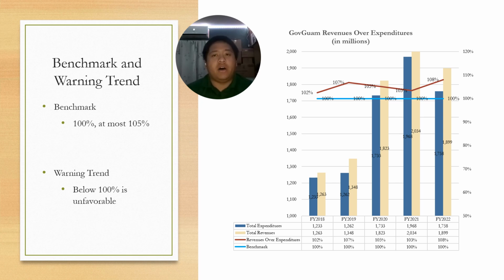Now, the bar graph shown indicates the total revenues and total expenditures within each year, from 2018 to 2022, with each number being represented in the millions. Now, the blue line represents the benchmark, while the red line represents the ratio. The graph shows that the government of Guam has been above the benchmark since 2018. This means that GovGuam has been using its resources efficiently.